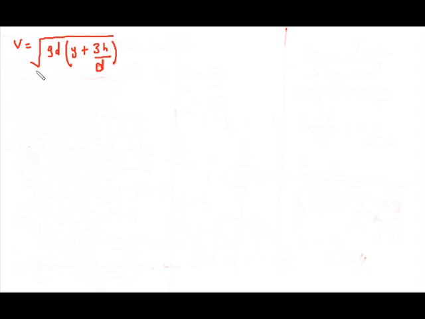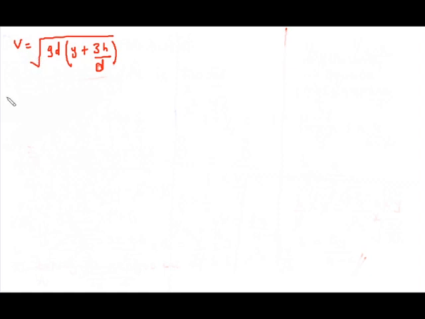Okay, so to start off, we have v on this part of the equation, and we have root of g d open brackets y plus 3h over d. So to remove the root from this side of the equation, we ultimately have to power both sides by the root of this side, which is 2. This is the square root, so this is 2.